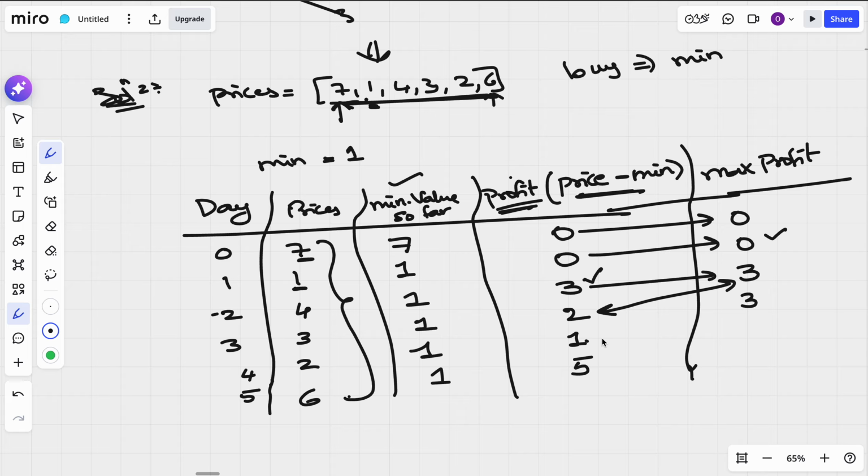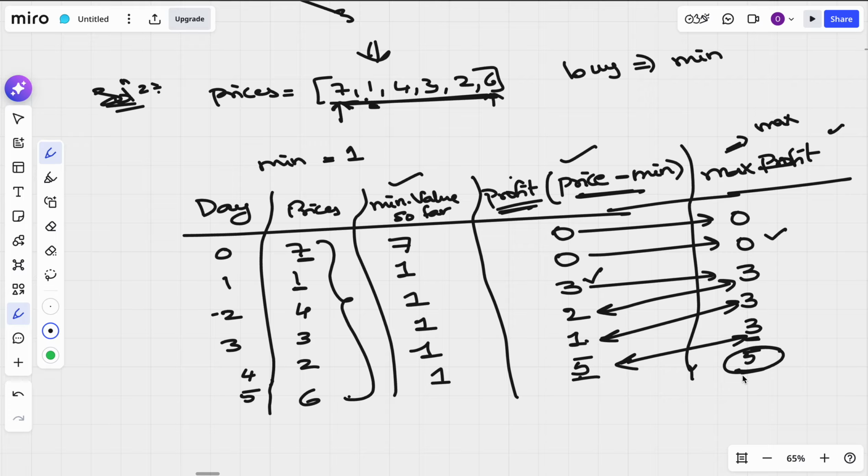Now compare 1 with 3. Which is maximum? 3 is maximum so far. Now with 5 and 3, what could be the max? It's 5, right? So that's why at every instant, for maximum profit, we are checking the max of this max profit and the profit. Clear? So that's why we will get the profit at the end also. Clear? So this is how we can be able to solve this.